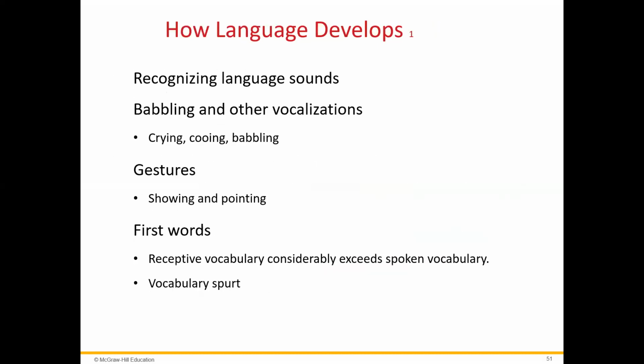Okay, so we're going to look at some parts of languages. First of all, we're going to look at the development of language sounds. But I did want to mention what phonemes are, because we need to know what that is first of all. A phoneme is a basic sound unit of a language.